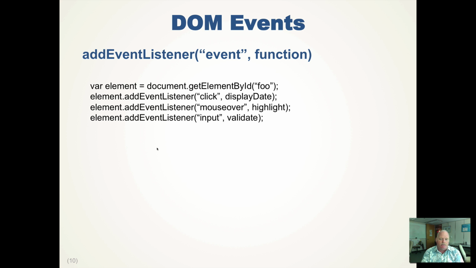So you could say click display date. You could also say click highlight. So if they click it, you display the date and run the highlight function. Again, on input, so they make a change to the input, you can then run your validate function on that particular input. So this is a very, very powerful way to add behavior to the DOM. If they do something in the DOM, your JavaScript allows your page to be very dynamic. These are very powerful effects.